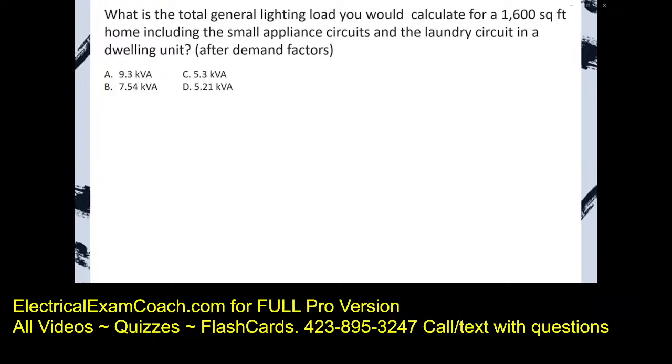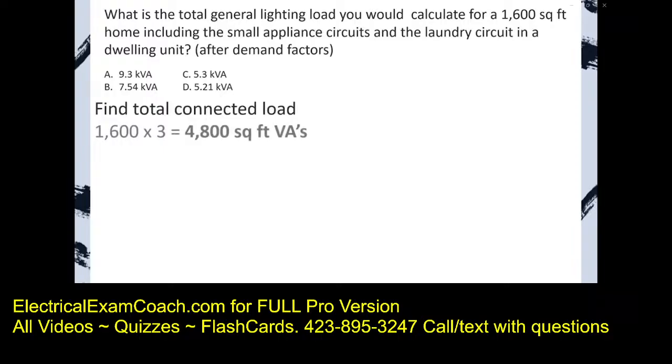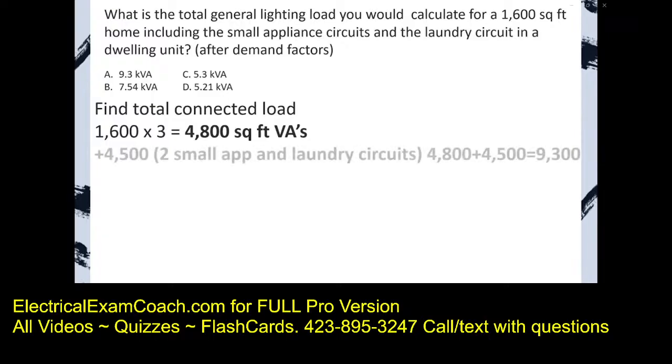I want to note that on your examination, they will not mention the small appliance and the laundry circuits. You just have to know that anytime you're doing the total general load or you're doing a whole house load calc, you have to tack on that 4,500 VAs. Step 1, find our total connected load. We're going to take our 1,600 square foot multiplied by 3 VAs per square foot, and that equals 4,800 general square foot VAs. Now we need to tack on our 4,500 for our 2 small appliance and 1 laundry circuits.